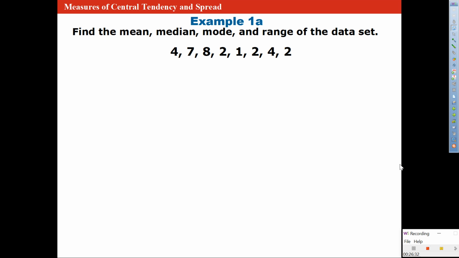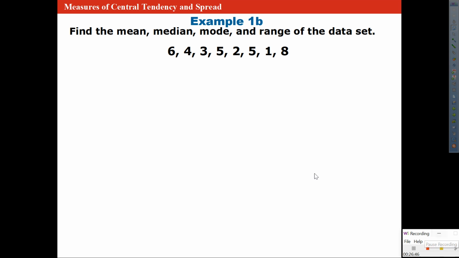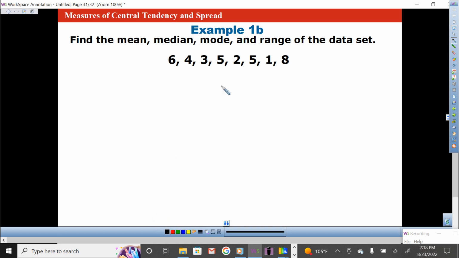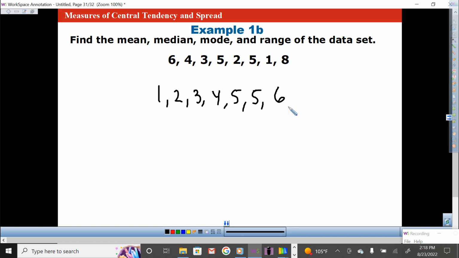There it is. Now they give us the numbers 6, 4, 3, 5, 2, 5, 1, 8. Find me all measures, including the range. Go. All right, should be just about done. So right quick, the first thing we do is what? Ascending order. So we got 1, 2, 3, 4, 5, 5, 6, 8. Is that correct? Yes? All right.